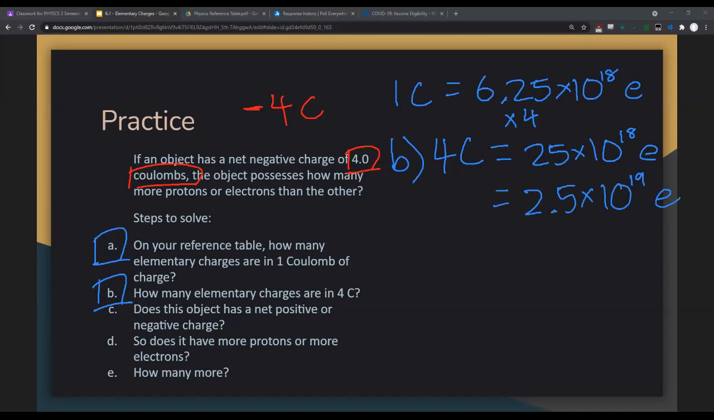So does this object have a net positive or net negative charge? We're moving on to step C now, because we still haven't answered the problem. Why is it 10 to the 19? Because I moved the decimal over. There's a decimal point here, 25 decimal, and I moved that decimal place over. If I'm moving it to the left, I add an exponent.